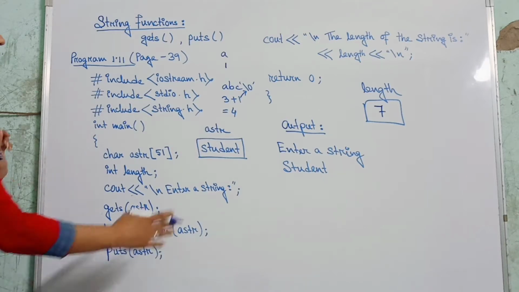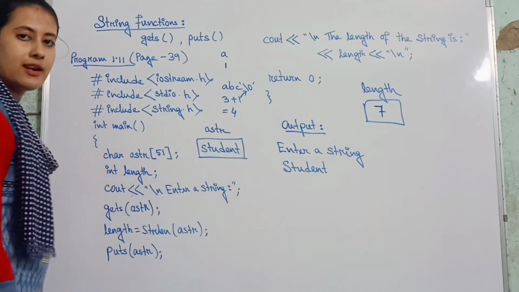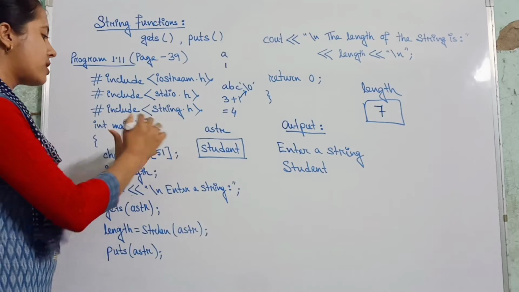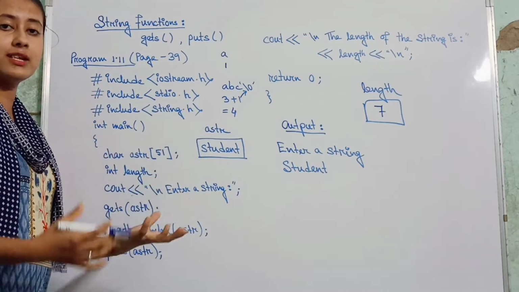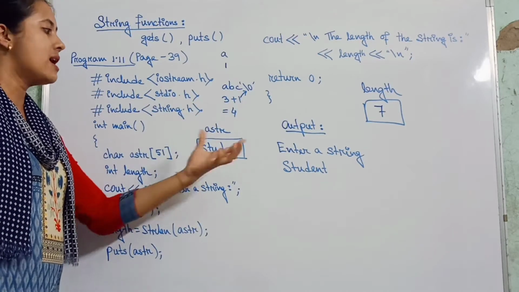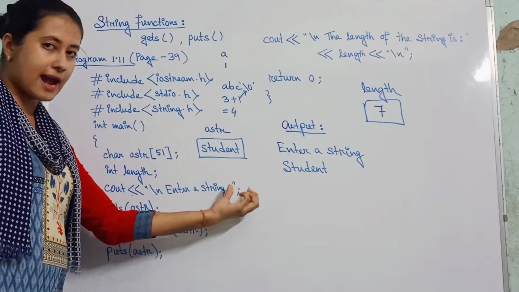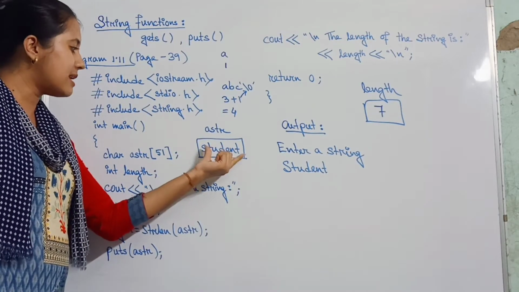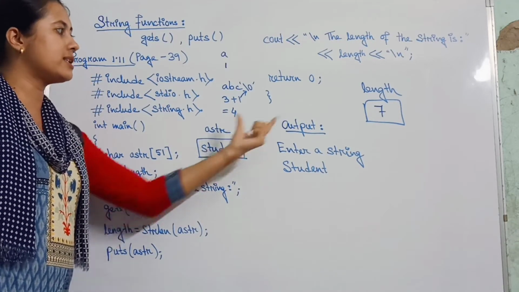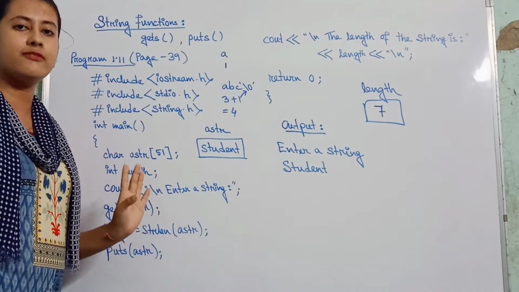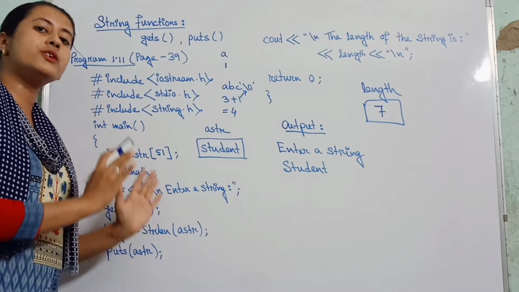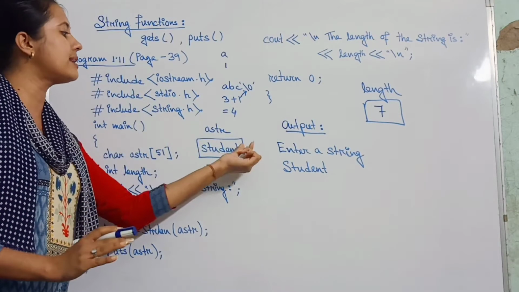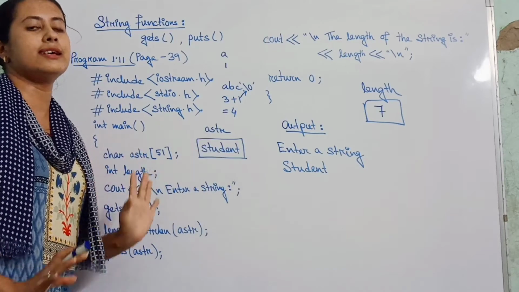Okay, clear? Here it will not calculate the null value. Null value is only for the user's convenience and for the compiler. The compiler will mark the end of the string using that null character. Whenever the length value is calculated, it will not calculate the null value. The null value is only to signify to the compiler that the string has ended here.